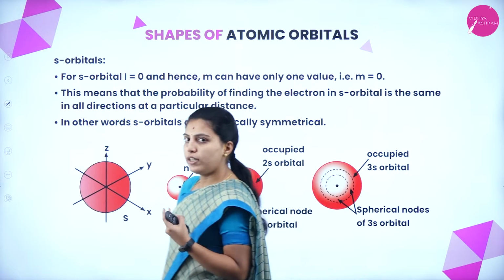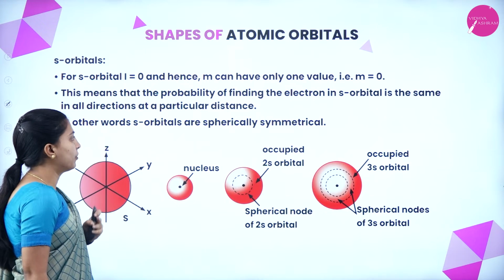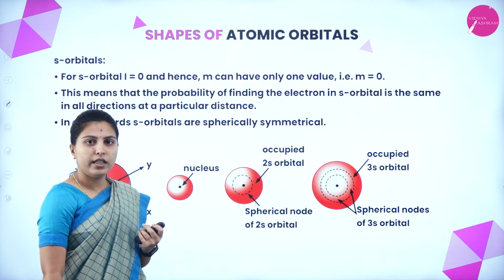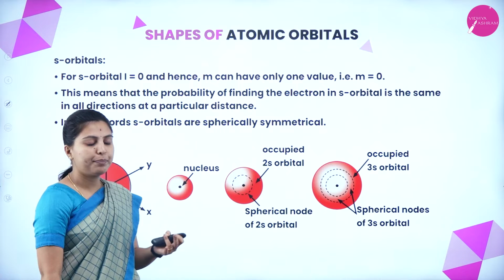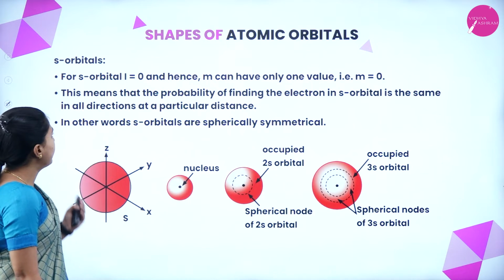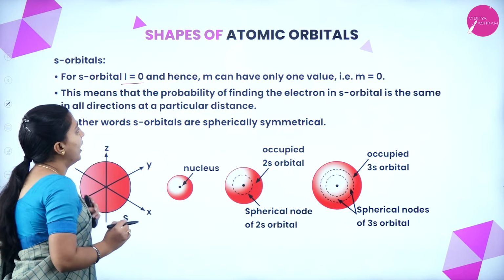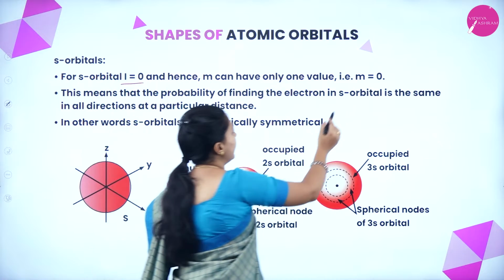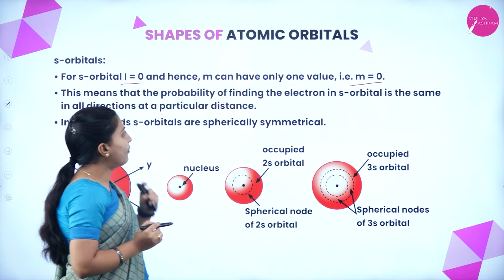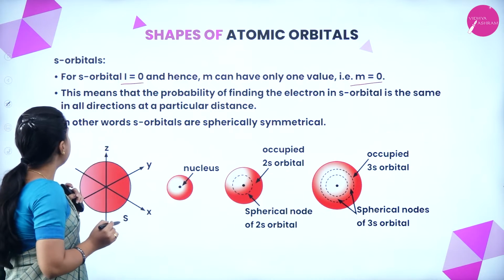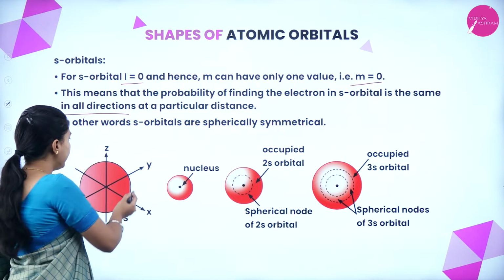Next, after seeing all the quantum numbers, we are going to explain about the shapes of atomic orbitals. We know that there are 3 kinds of orbitals or 4 kinds, but we will explain about S, P, D orbitals. First we will look at the S orbital. For S orbital, L will be 0 and hence M can have only one value, that is M will be 0. This means that the probability of finding an electron in an S orbital is the same in all directions at a particular distance. It is spherical in shape.